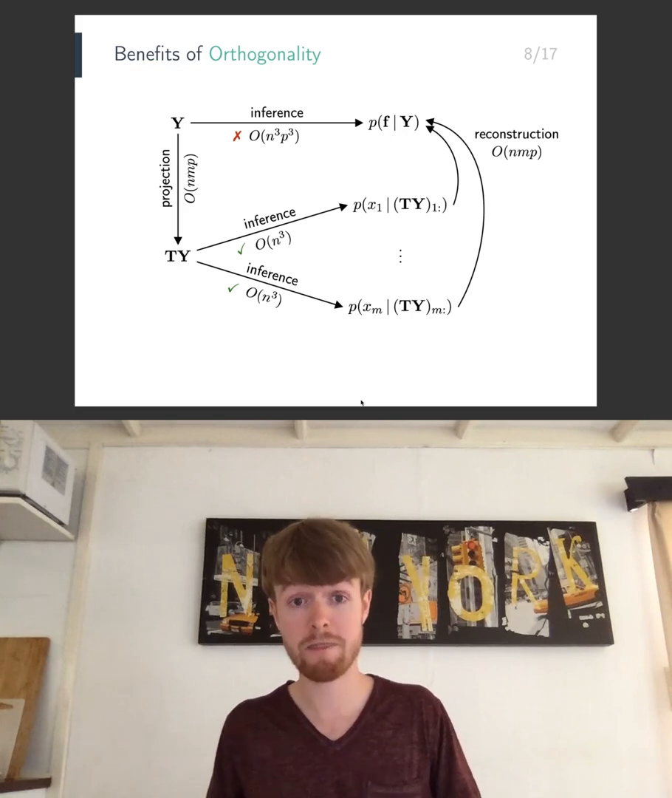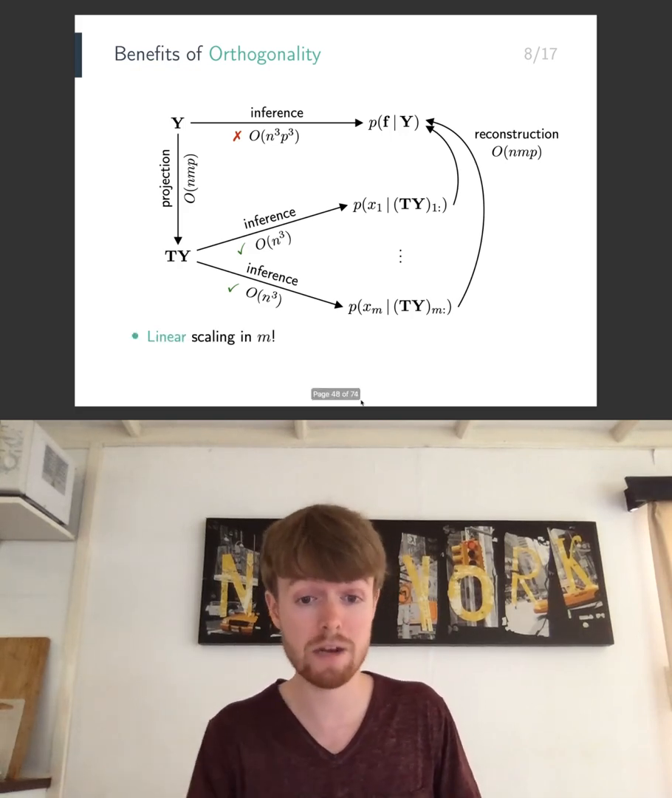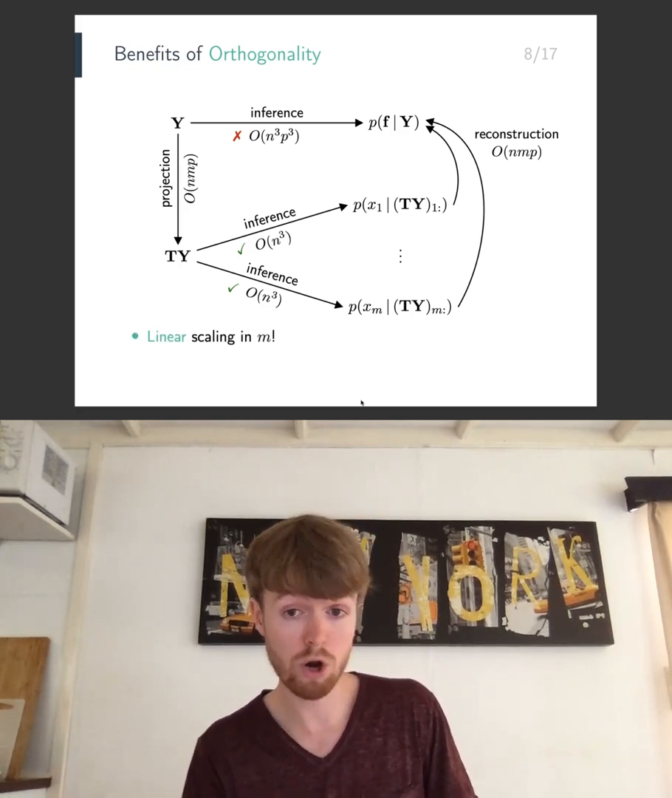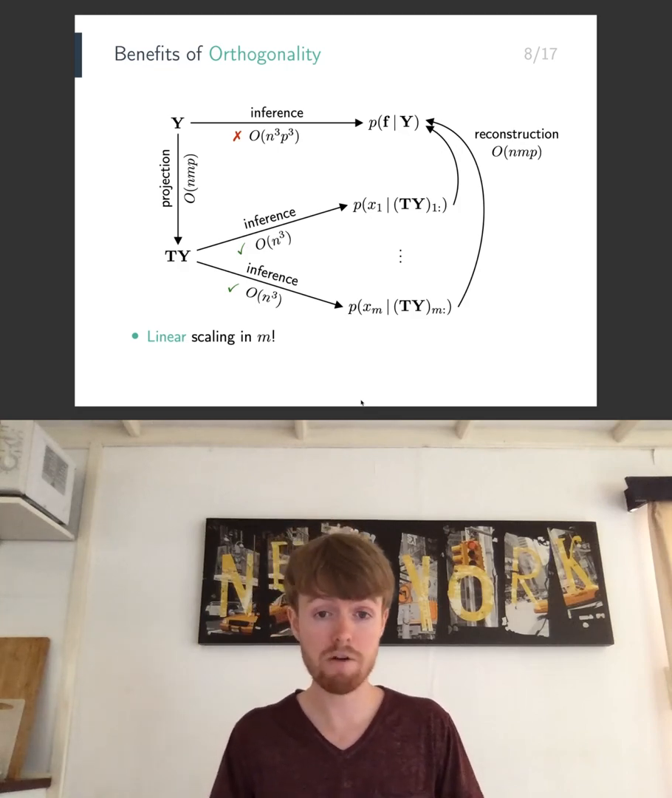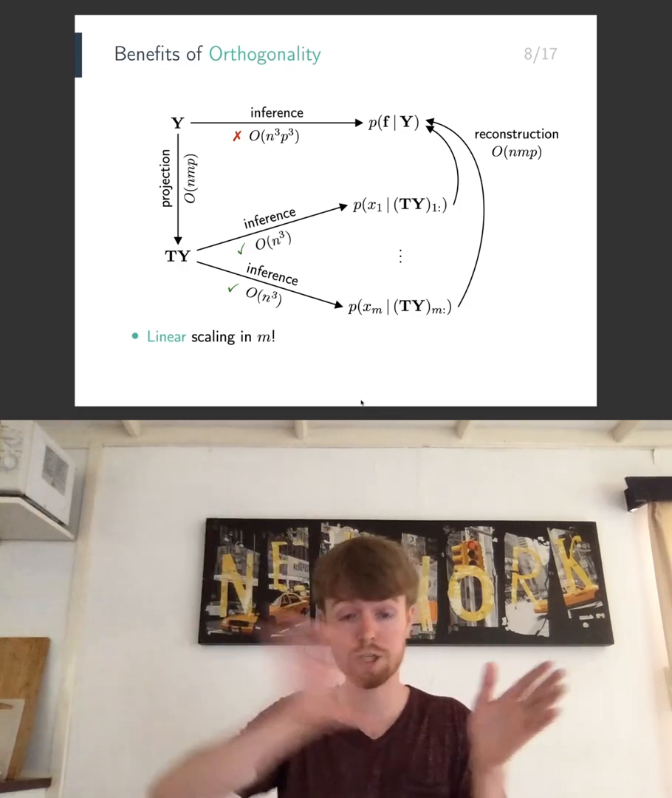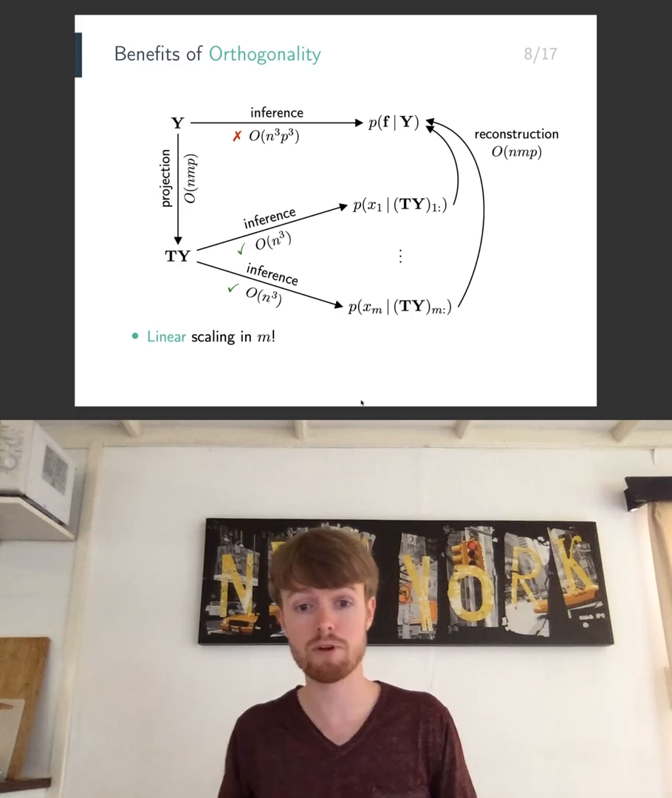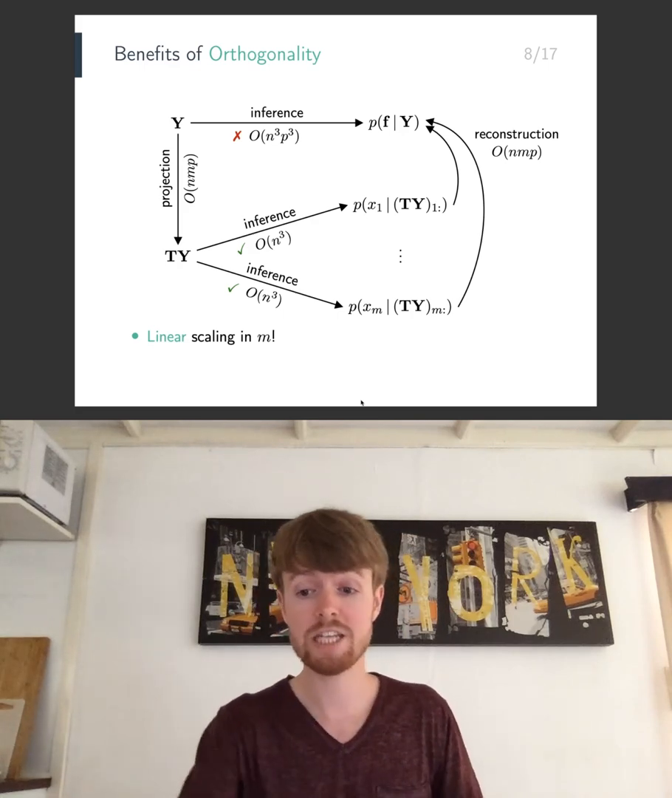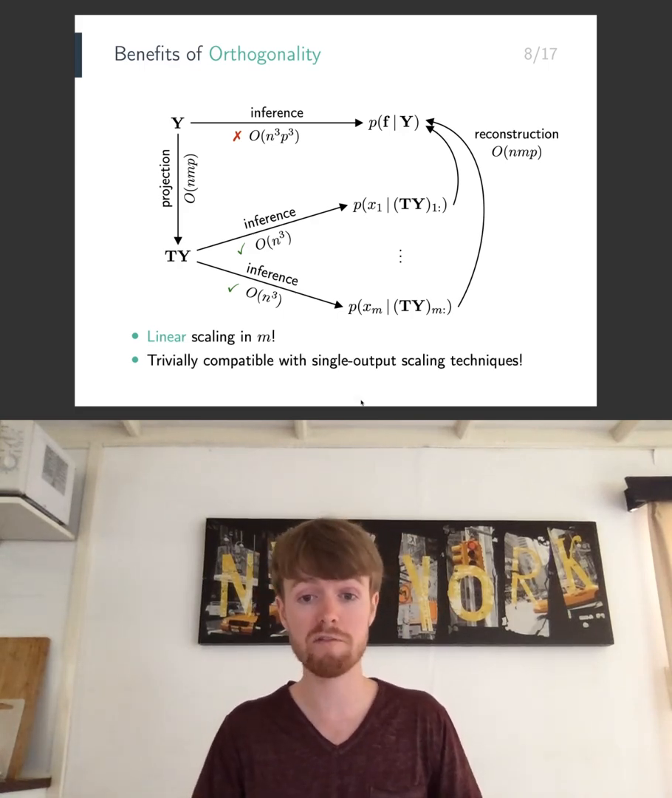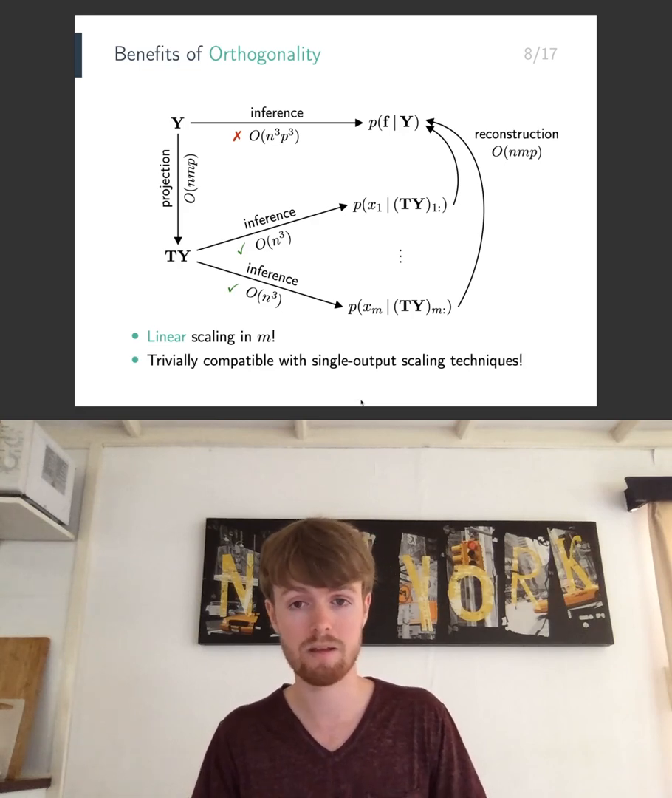It is clear that this procedure scales linearly in the number of latent processes, or number of basis vectors. Moreover, these inference problems are just your typical single-output GP regression problems, which means that the method is trivially compatible with off-the-shelf single-output scaling techniques.